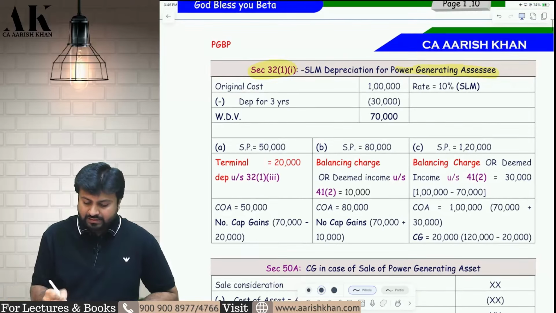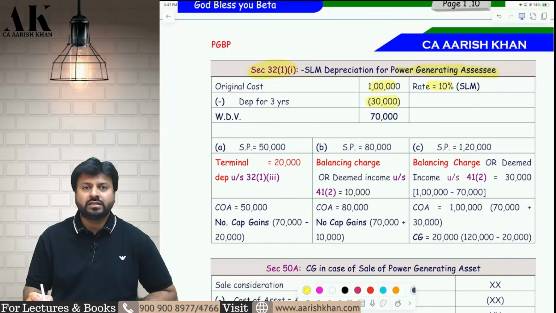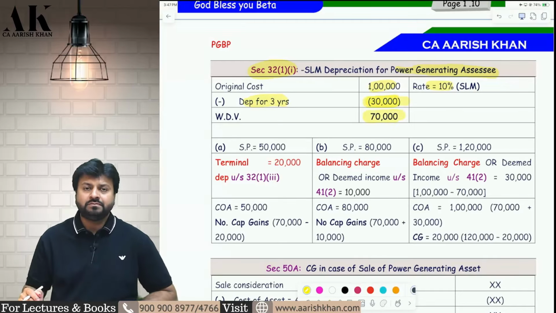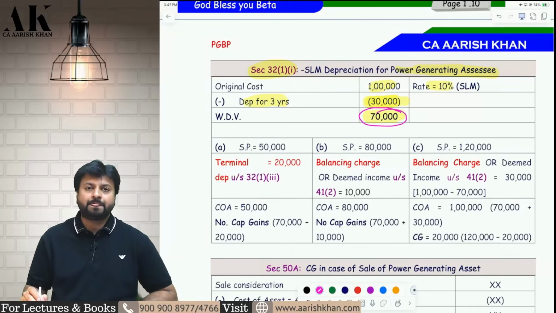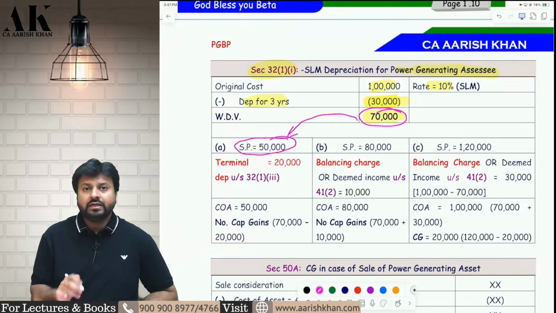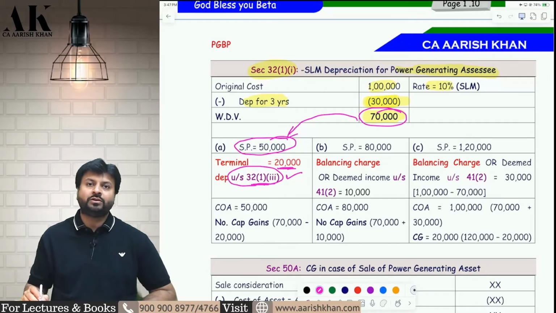So if you have purchased an asset for 1 lakh rupees and your rate of depreciation is say 10%, you will get every year 10%, 10,000 for 10 years. Say for 3 years the depreciation is 30,000 and after 3 years the WDV will be 70,000. Now the real fun starts here. If I sell this asset now, then what will happen? Here the different treatments are there. If you sell the asset for less than WDV, then whatever difference is coming is called terminal depreciation, and that is allowed as a deduction under section 32 subsection 1 clause (iii).